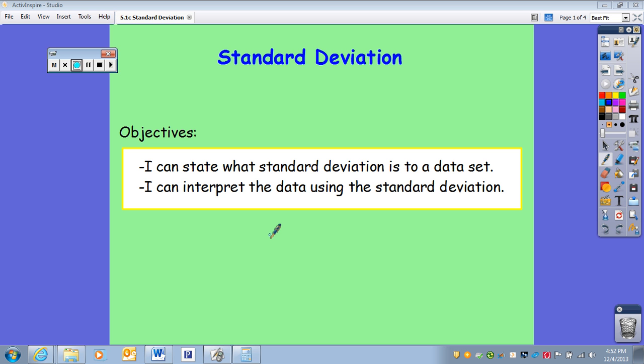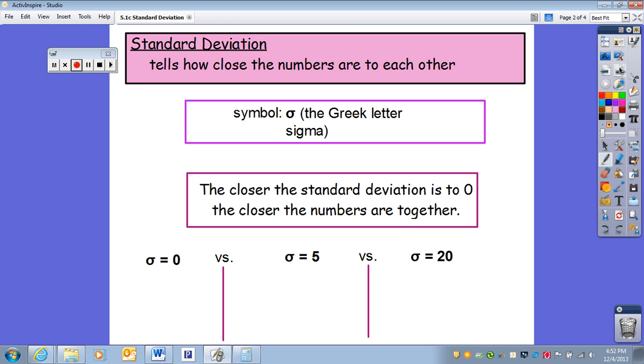In this lesson, we are going to be talking about a new term for most of you, which is called standard deviation. And we're going to state what standard deviation does to a data set and how we can interpret data using standard deviation. Standard deviation tells how close numbers are to each other.